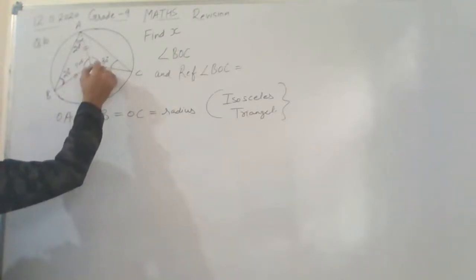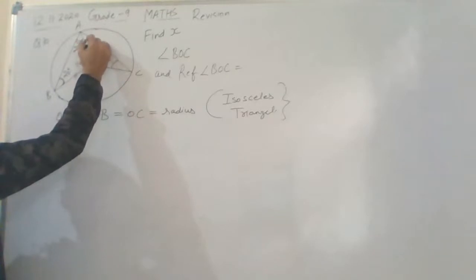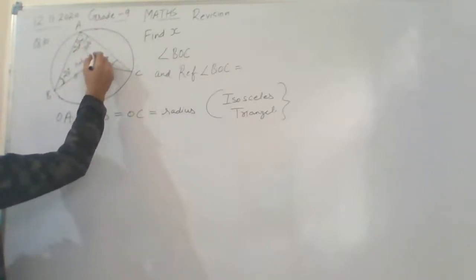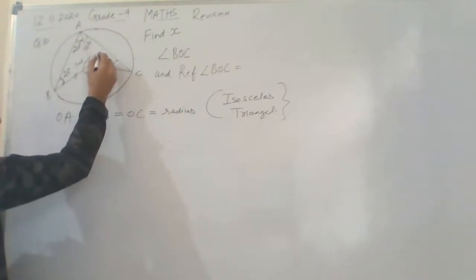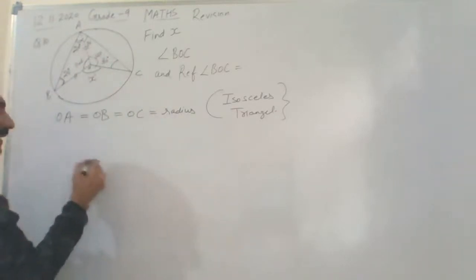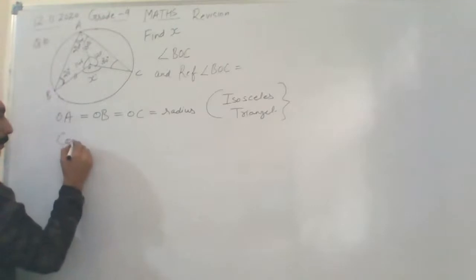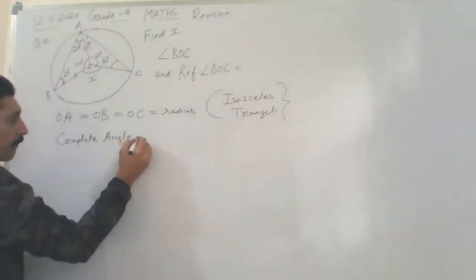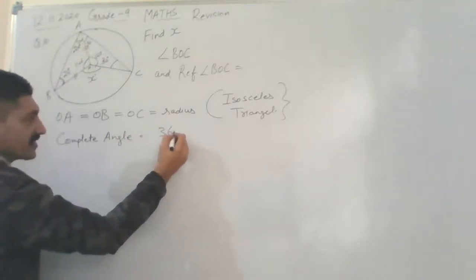Now what is this angle? This angle must again be 30 degrees. So here this must be 30, 60. So it is what? 120 degrees. Now the complete angle, that is what? 360 degrees.